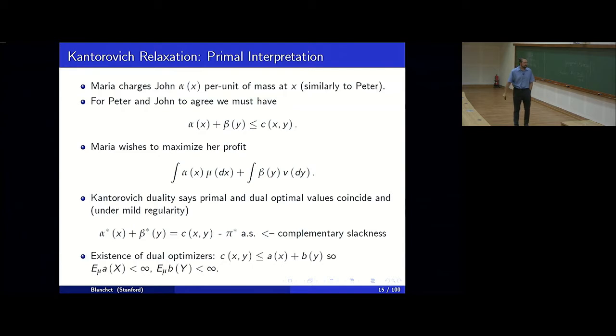Okay. So for the existence of dual optimizers, you need conditions. You need, for example, c positive and c of xy being bounded by functions that are independent of x and y, a of x and b of y, and they have mean zero. So that's a sufficient condition for the existence, but not for the smoothness. You still might have something that is rough.